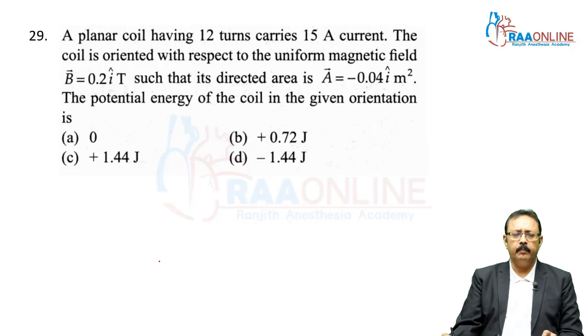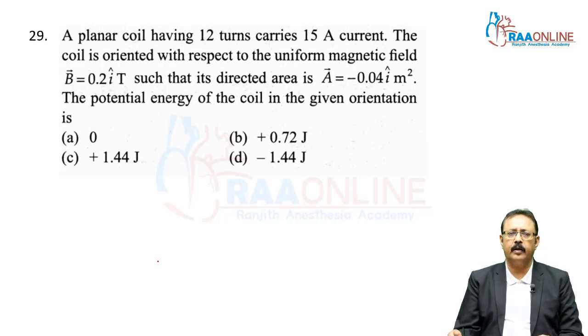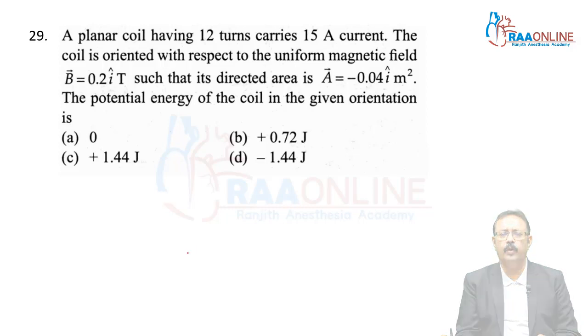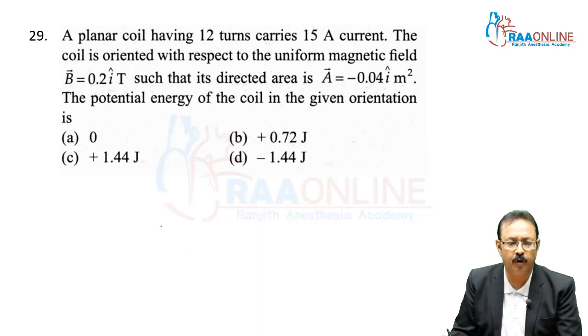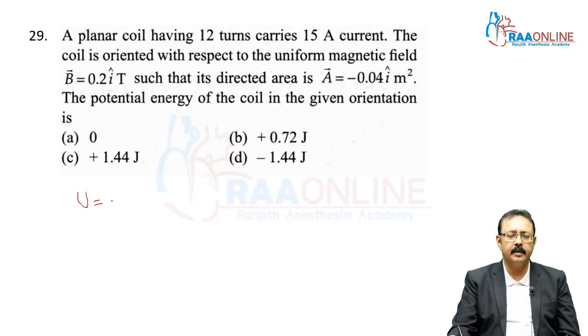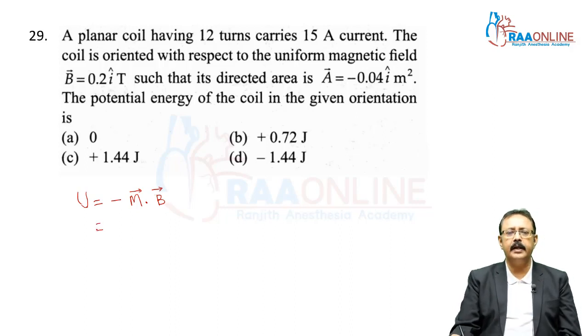Next, a planar coil having 12 turns carries 15 ampere current. The coil is oriented with respect to a uniform magnetic field such that the directed area A is this. The potential energy of the coil in the given orientation is? What is potential energy? U is minus M dot B, magnetic moment, MB cos theta means M dot B. What is M? M is NIA. N and I, they are scalars.